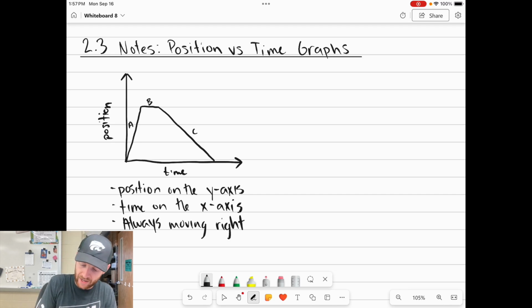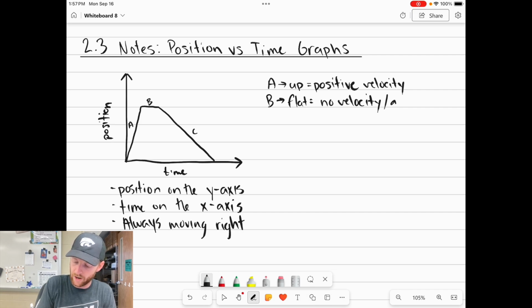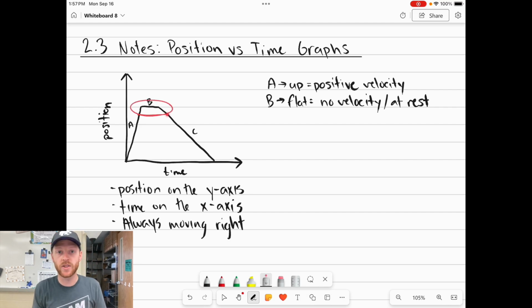So with A, where we're going up, that means you have a positive velocity. That means you are moving in the direction that you indicated as positive. Most of the time, that's to the right or up. Now with the B section where we are flat, that means you have no velocity. Or as we more commonly say, you are at rest. When you're at rest, you're not moving. So notice the position at B doesn't change. So he's just kind of standing there. The person, the object, whatever it is, they're just still. Just being still where they're at.